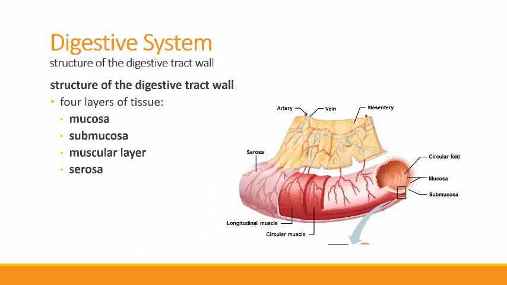Okay, so when you look at the wall of the digestive tract, going from the inside across the wall, there are 4 layers. The innermost layer is the mucosa. As the name would suggest, it's a mucous membrane. Then the next layer is the submucosa, a connective tissue layer, followed by 2 layers of muscle. First circular muscle, then longitudinal muscle, and then the outermost layer is the serosa. We'll discuss all that.